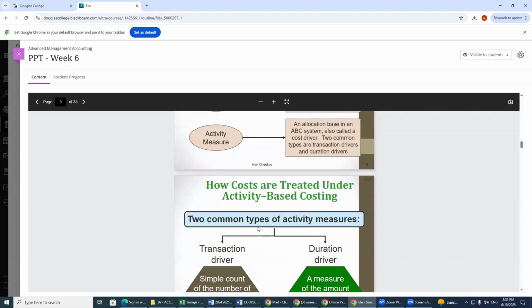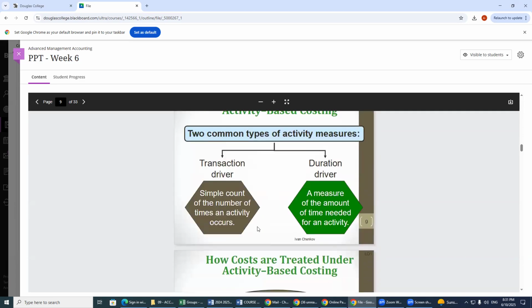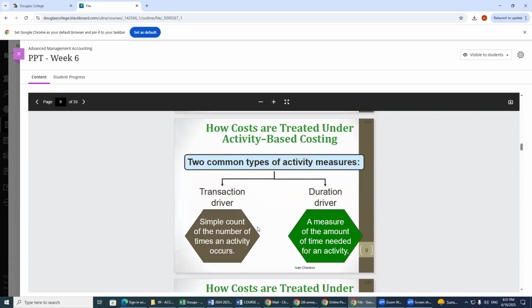Once we do that, for the level of activity, in order to measure those levels of activity, we're going to use different drivers. And you're going to see in the case that we are actually using different drivers. One driver will be based on the duration, which is the time that passes that we need to perform a certain activity. The other one will be purely a transaction driver, which will be based on the number of activities that we're using for a certain activity without considering the time.